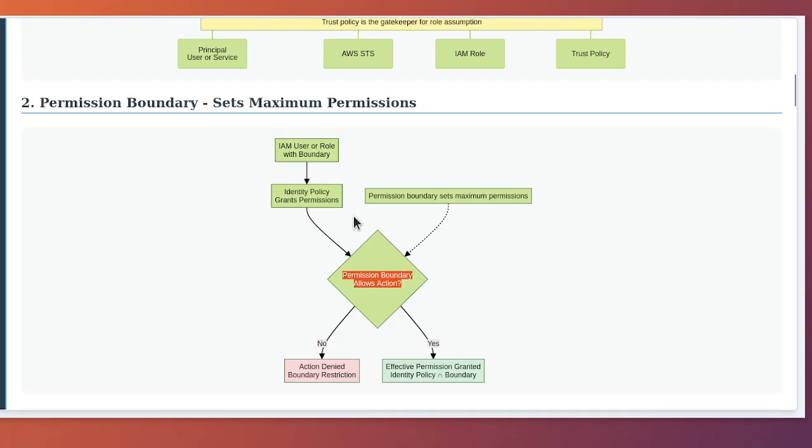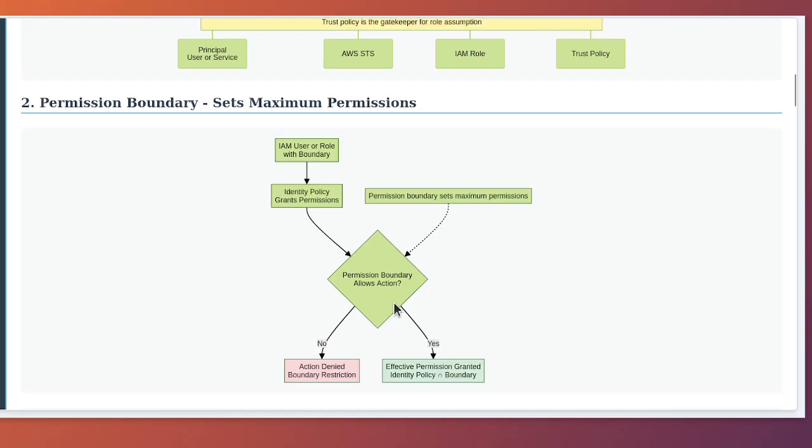Even if the identity policy grants a permission, the permission boundary must also allow it for the action to succeed. If the permission boundary does not allow the action, the check returns no, and the flow proceeds to a red node labeled Action Denied Boundary Restriction. The action is blocked even though the identity policy would have allowed it. Permission boundaries can only restrict permissions, never grant them.